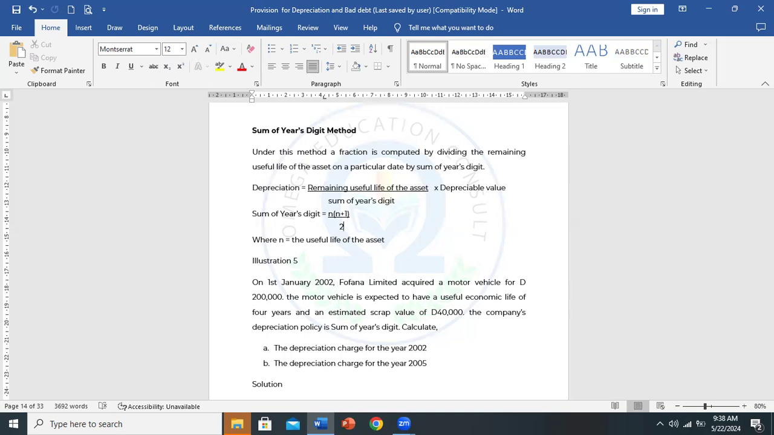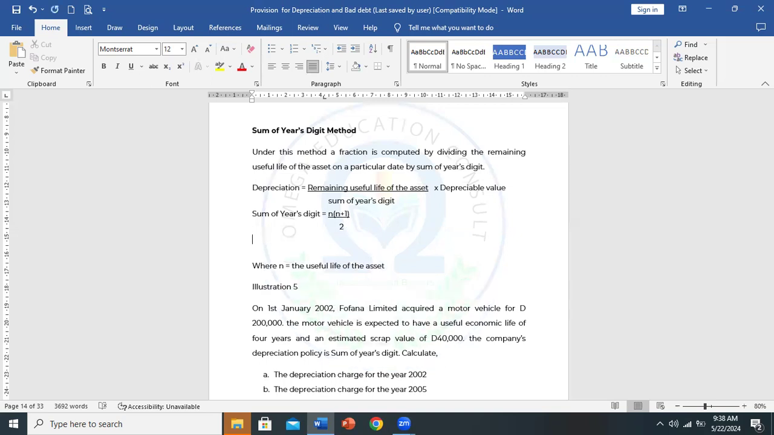So let's do a quick example down here. Let's say the useful life of an asset is 5 years.